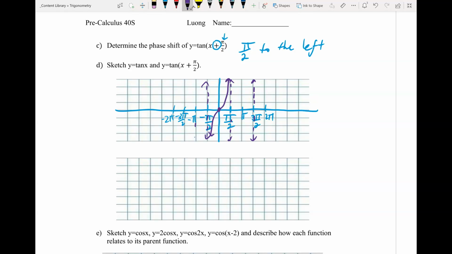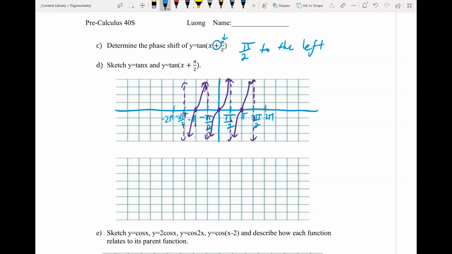So your next one's at 3 pi over 2 for the asymptote. You're going to have a 0 at pi, and it's an increasing function. So I just drew 3 periods of this graph. If you wanted to, you could just draw 1 period. Usually 1 period is enough unless the question tells you to draw more.